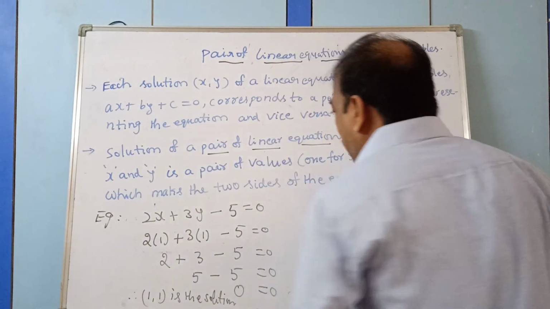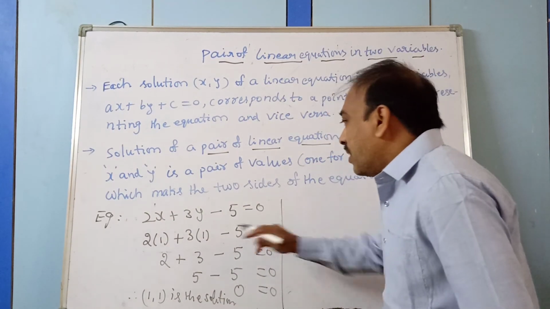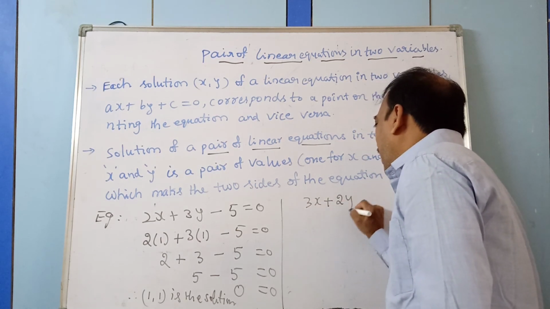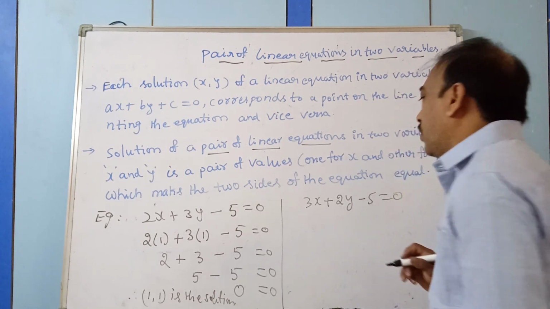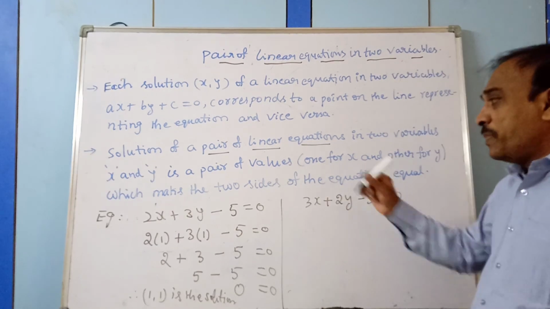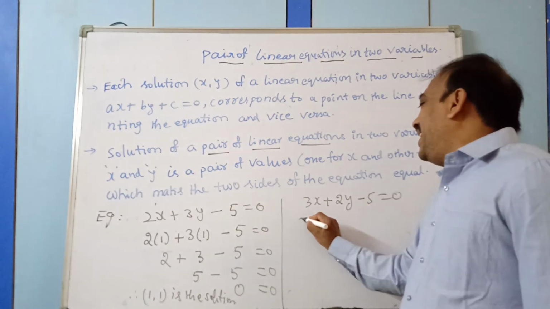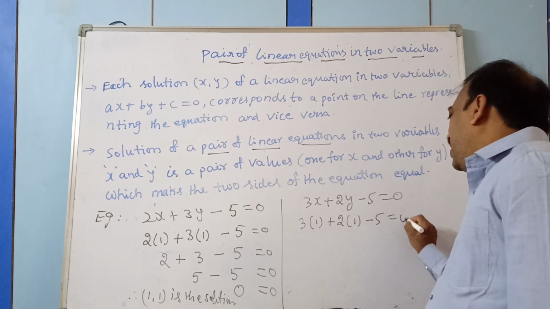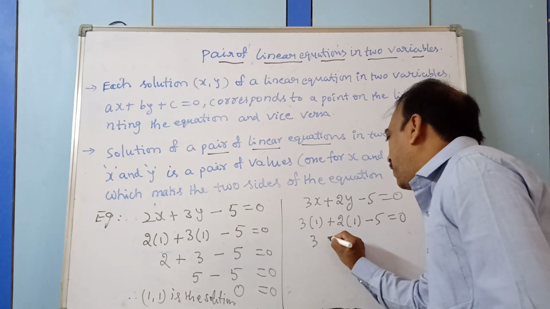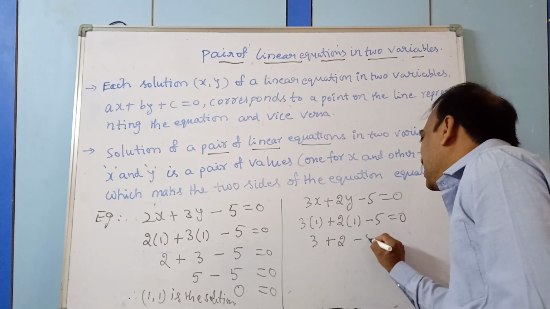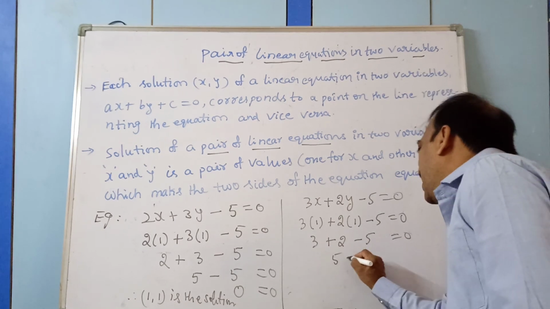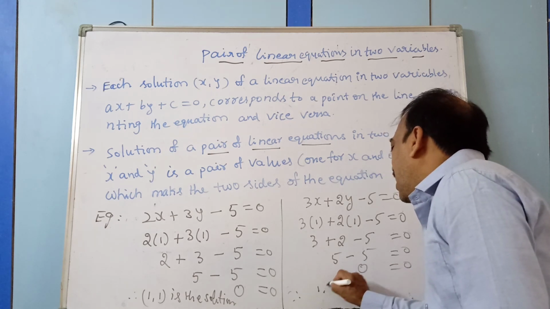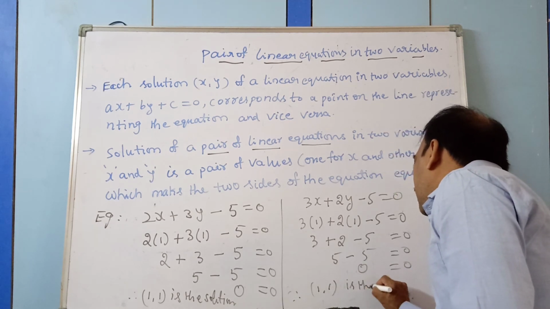Now here, if I make one more equation, 3x plus 2y minus 5 equal to 0, and I give the values 3 into 1 plus 2 into 1 minus 5 equal to 0. 3 ones are 3 plus 2 ones are 2, 3 plus 2 is 5, 5 minus 5 is 0, which is equal to 0. Therefore 1 comma 1 is the solution.